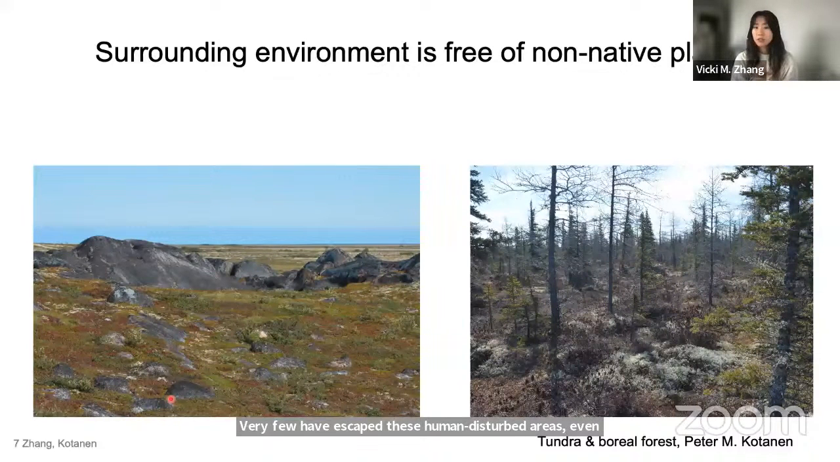So here I'm showing you the surrounding tundra and boreal forest, and they remain very natural and almost free of non-native species. And this is very different from temperate North America and other temperate regions where non-native species can be found in almost all ecosystems.